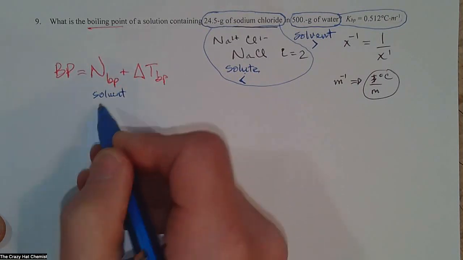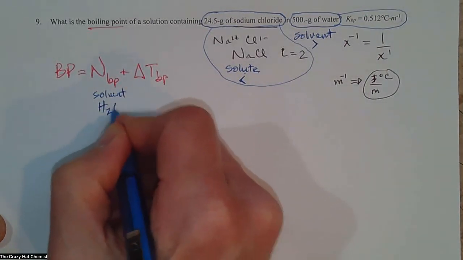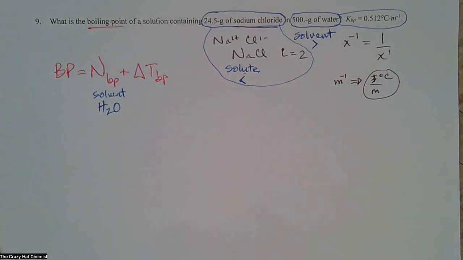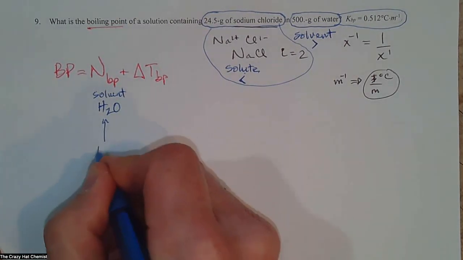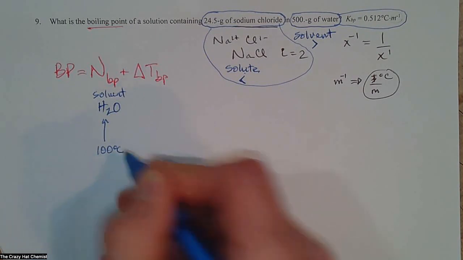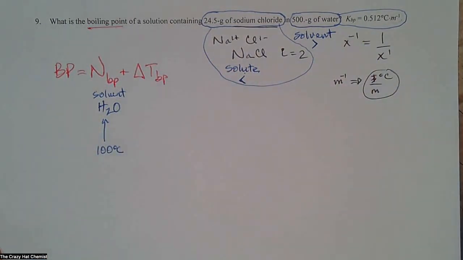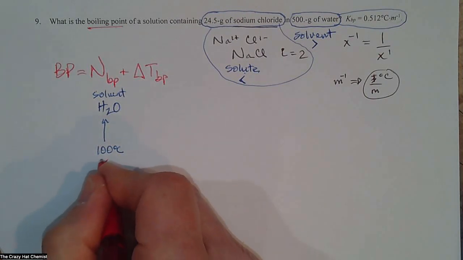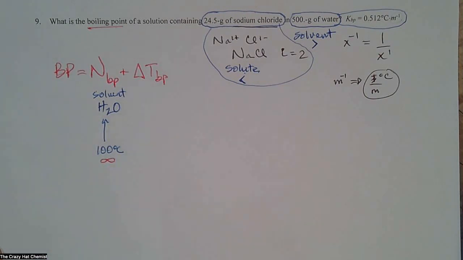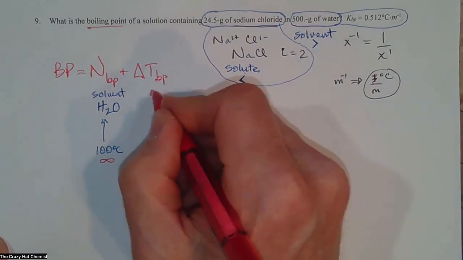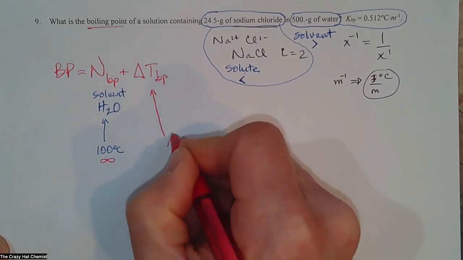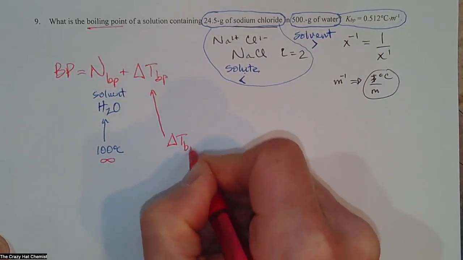All right, so the solvent we know is water. And now we're going to ask ourselves, what is the normal boiling point for water? The normal boiling point for water is 100 degrees Celsius. And since it is not given within the problem numerically, we're going to assume that this is an infinite number of significant figures, because we're going to assume that this is a definition. What we need to do now is calculate the change in temperature of the boiling point.